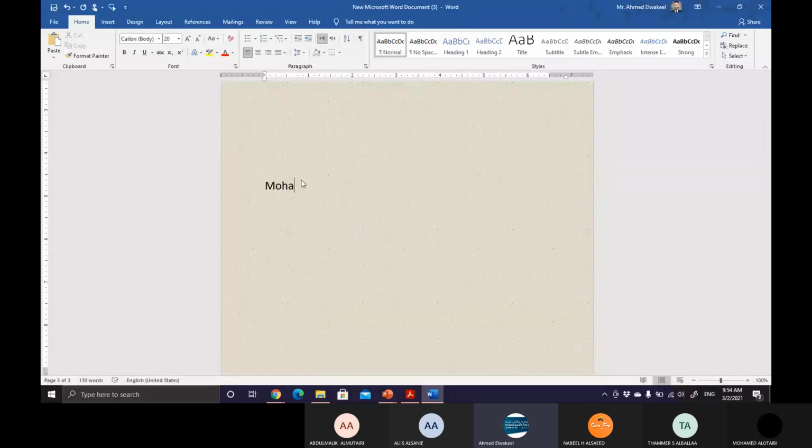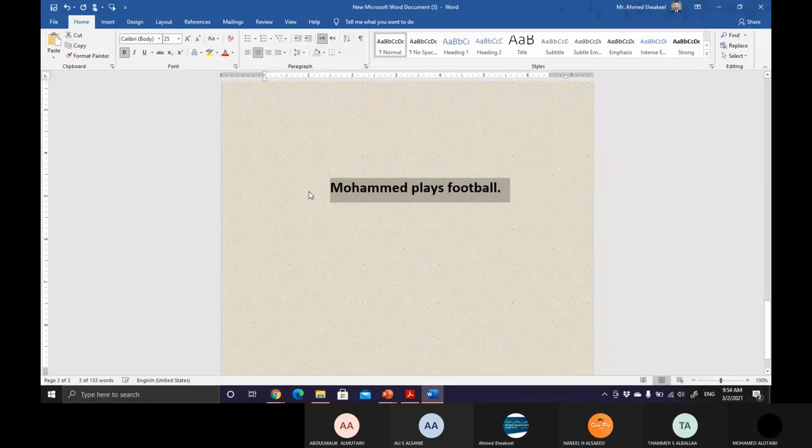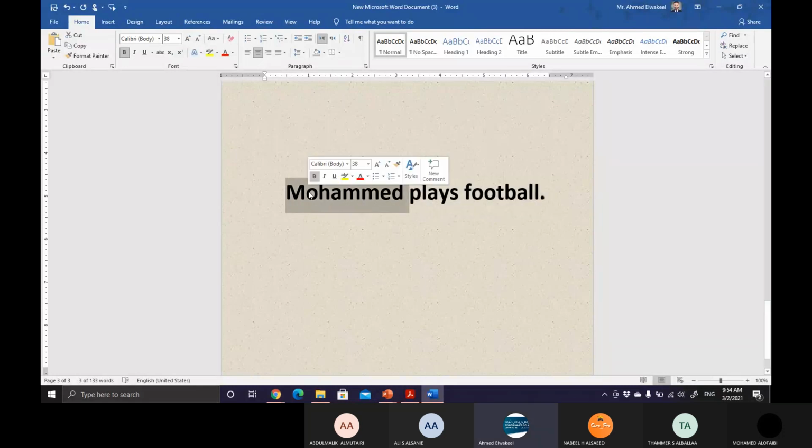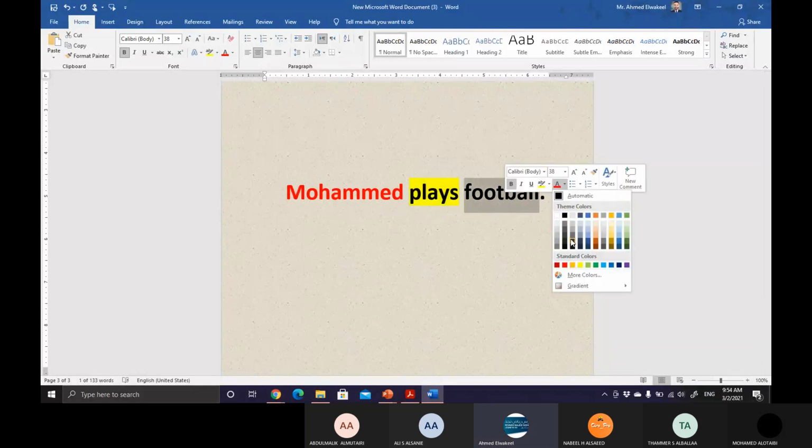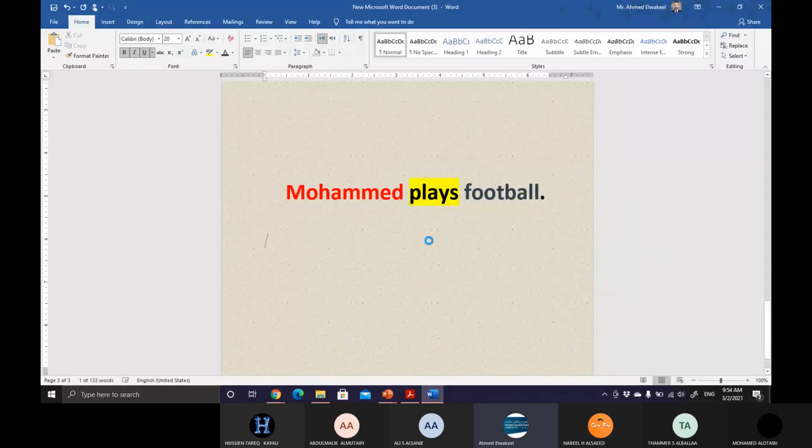So, for example, Muhammad plays football. This sentence is divided into three parts. Number one, the subject. Number two, the action verb. And number three, the rest of the sentence, which is the direct object in this sentence. So we call this a simple sentence because, number one, we have only one subject. And mention this, whether the subject is simple or compound, it's still considered to be one subject.